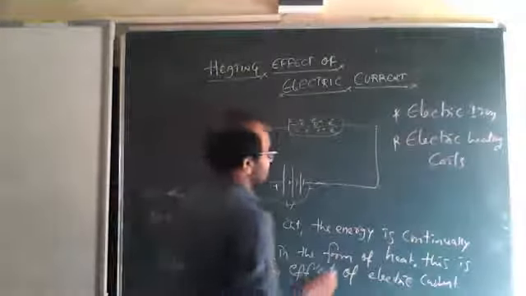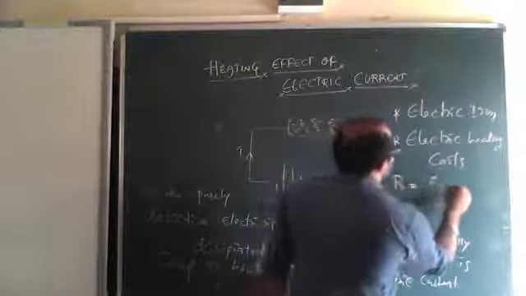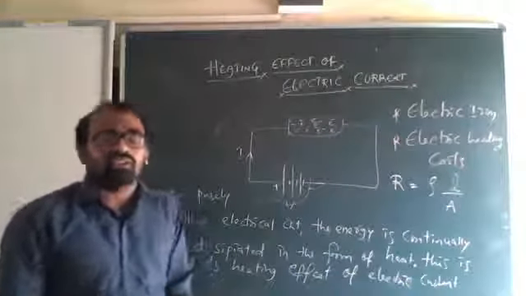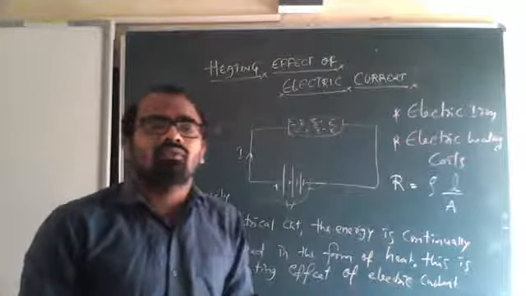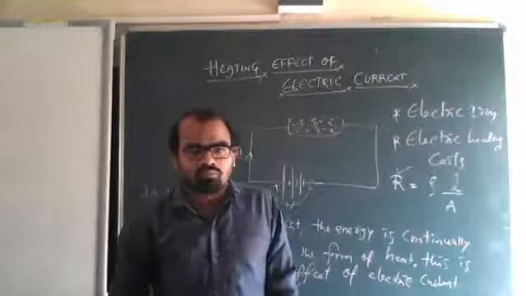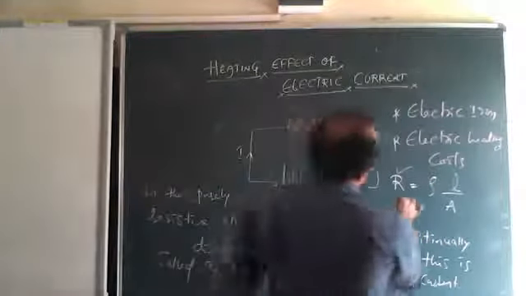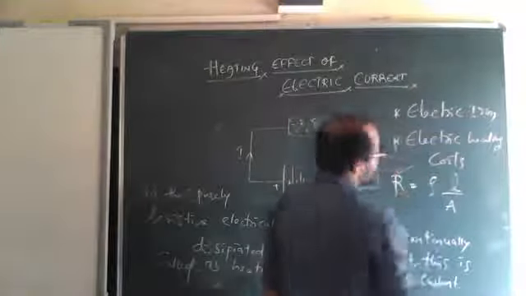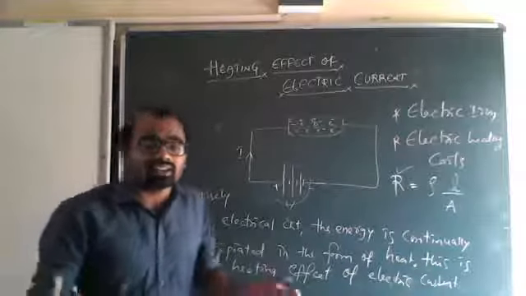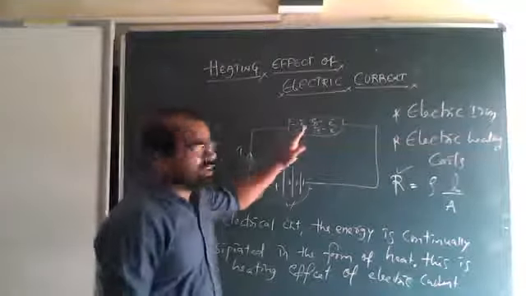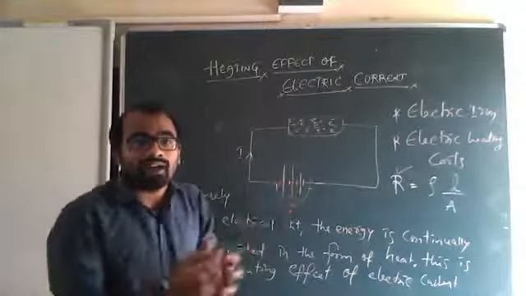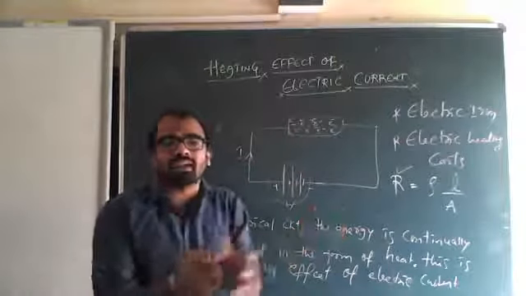Then, one more thing you should remember: we know the formula R = ρL/A. For the heating effect of electric current, for more heat energy to be released, the resistance must be more. You should remember this. When there is much resistance, then maximum heat energy is released. Heat energy releases because the kinetic energy of the molecules is released and they bombard each other. That means electrons start bombarding each other.